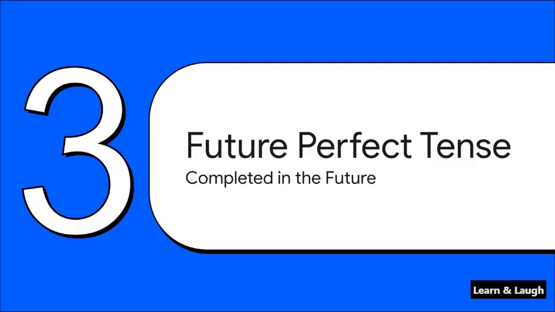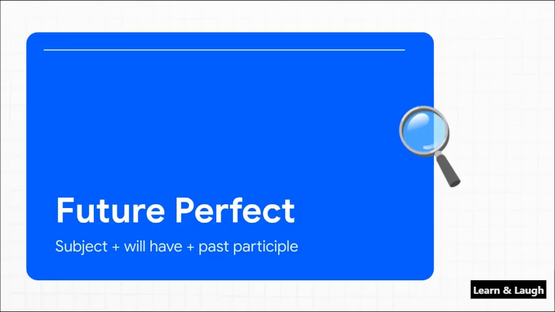Future perfect tense, completed in the future. Now, I know this tense sometimes tricks learners, but it's actually incredibly logical. The formula grows just a little bit more. It's subject plus will have plus the past participle of the verb. Will have acts as our bridge here.